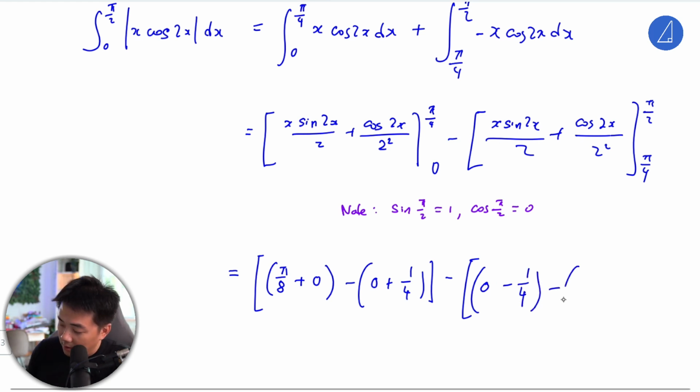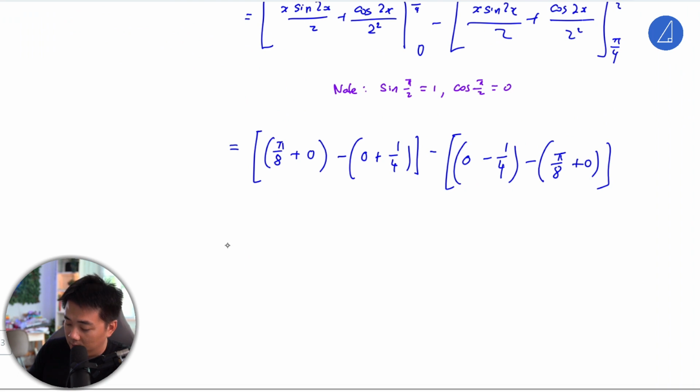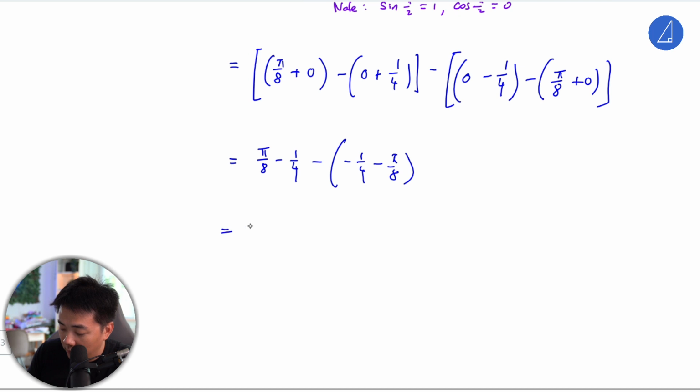Then the next one, minus of pi over 2. Sine pi over 2 is 1, so it's pi over 8. Then cosine pi over 2 is 0, so it's 0. Okay, let's just make sure you can get all these. So it's pi over 8 minus 1/4, minus of -1/4 minus pi over 8. Okay, so this will give us pi over 4 square units.